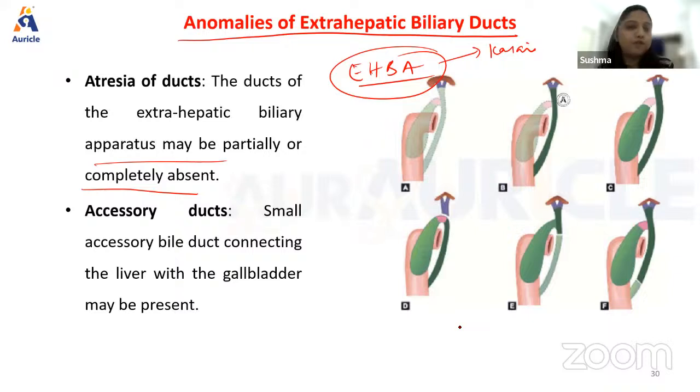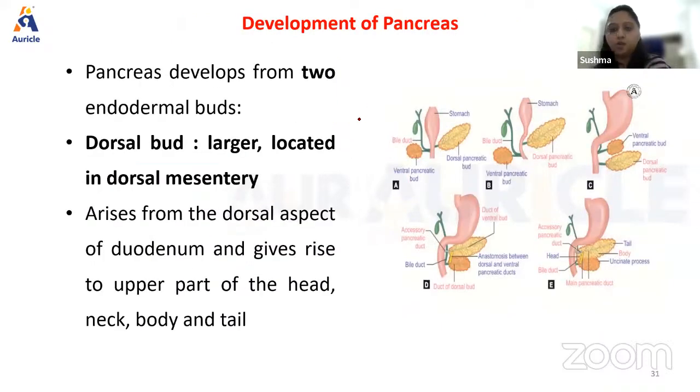Just for your information, you need not have to do it. But there is a condition called extrahepatic biliary atresia, for which we do something called a HIDA scan. In a HIDA scan, you inject a dye to see if the dye is coming out or not. If the dye comes out, yes, the biliary apparatus is fine. If the dye does not come out, then there is some obstruction somewhere. So this is extrahepatic biliary atresia, which is a developmental anomaly.